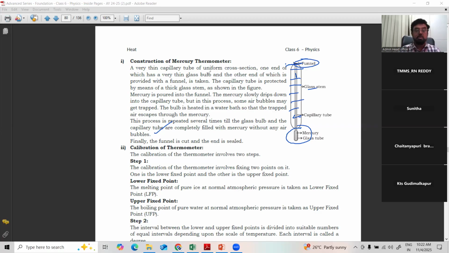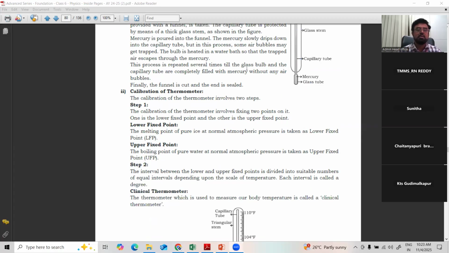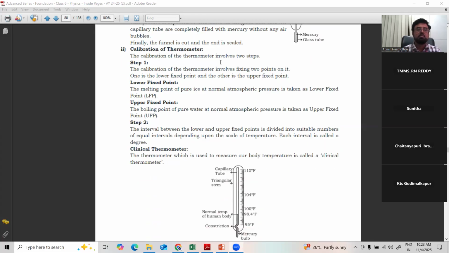Then how do they mark the numbers? Marking numbers is nothing but calibration. How they calibrate, that we'll see. After preparation, once we have sealed the funnel and it is ready, now they go for the calibration.